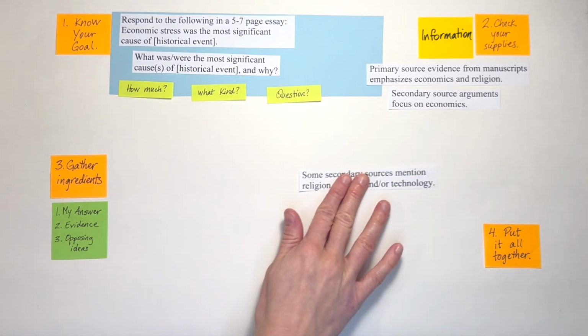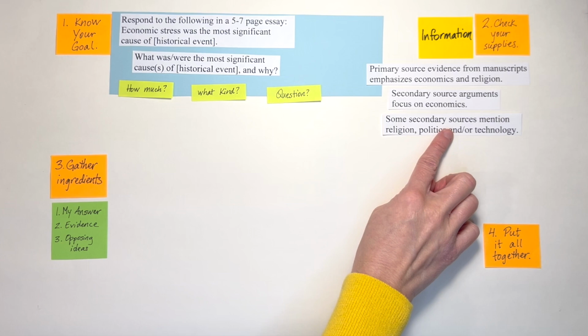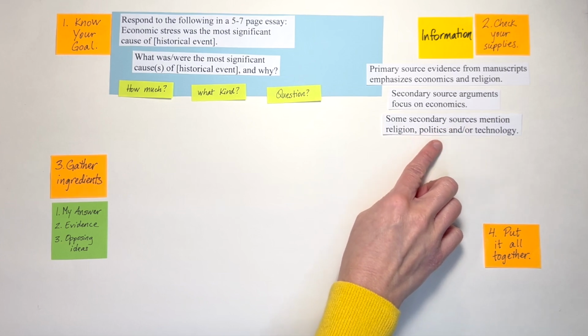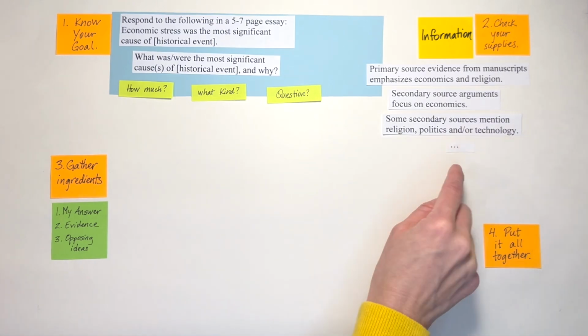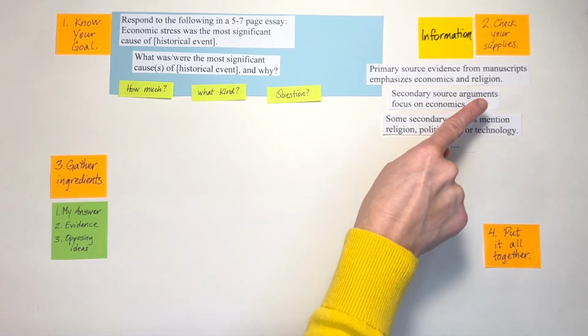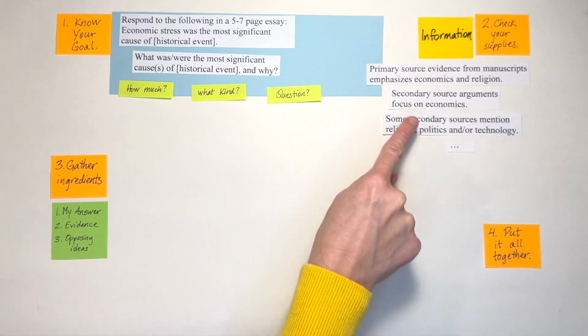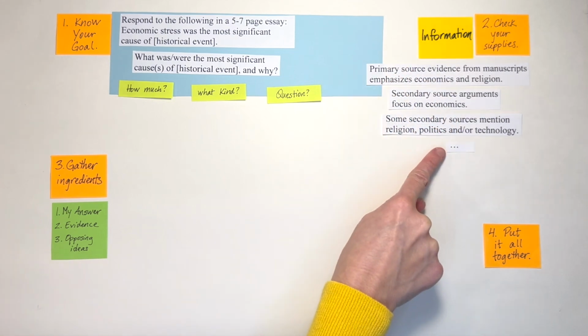But maybe we also notice that some secondary sources mention other factors, religion, politics, and/or technology. Now I'm putting a little ellipsis here because if I was going through this in a real life scenario, I would make a lot more specific notes, but this is enough for our example.